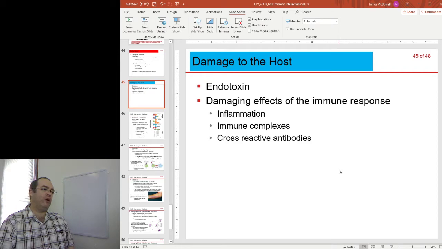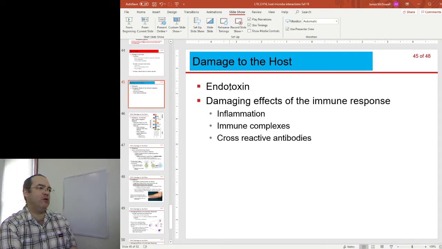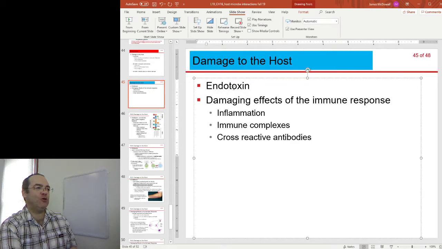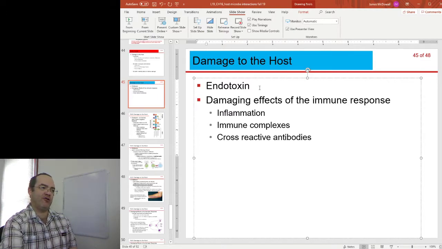So we have looked at this term endotoxin before. Endotoxin is a component of gram-negative outer membranes. Endo means kind of within. It's called endotoxin because the toxin is part of the cell itself. Different to exotoxin, in which the exotoxin is made and released. The endotoxin is part of the innate cell structure. We'll look then at some of the damaging effects of the immune response.